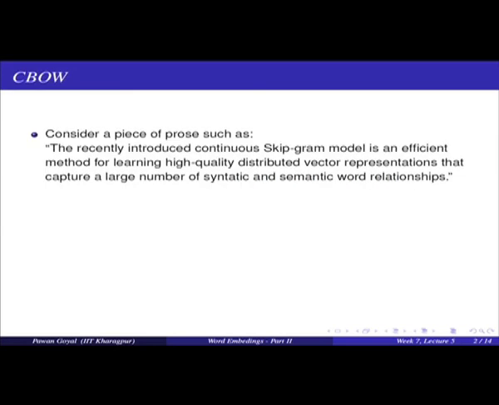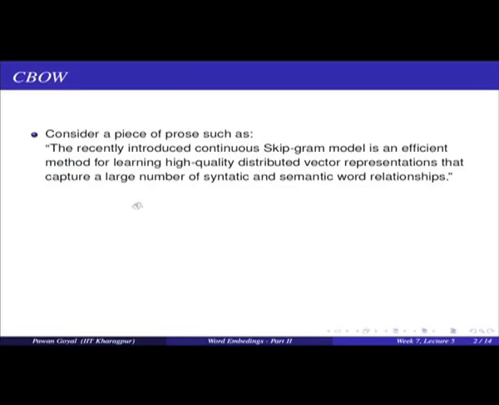In the last lecture we discussed that there are two main models for word embeddings. One is the continuous bag of words model and another is the skip-gram model. What is the idea there? In the continuous bag of words model, using the neighboring words, I am trying to predict the center word. In the skip-gram model, using the center word, I am trying to predict the neighboring words.